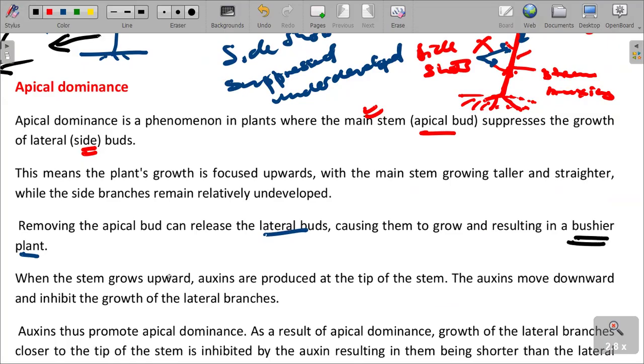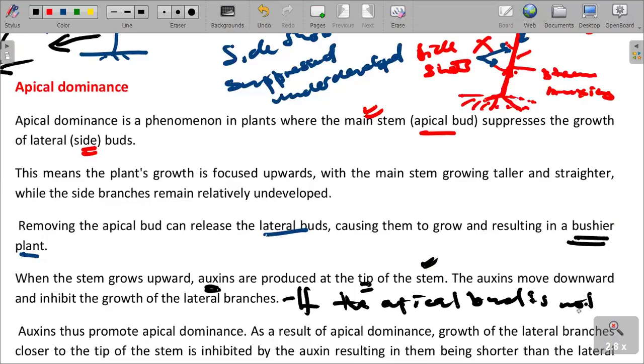So when the stem grows upwards, auxins are produced at the tip. I'm sure you will remember that auxins are produced at the tip of the stem, and then the auxins move downwards and then inhibit the growth of lateral buds. That is if the apical bud is maintained, if the apical bud is not removed.